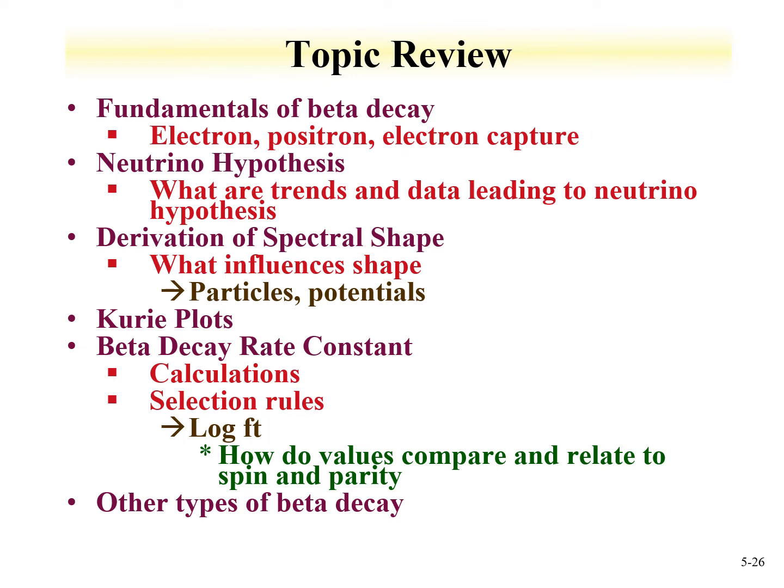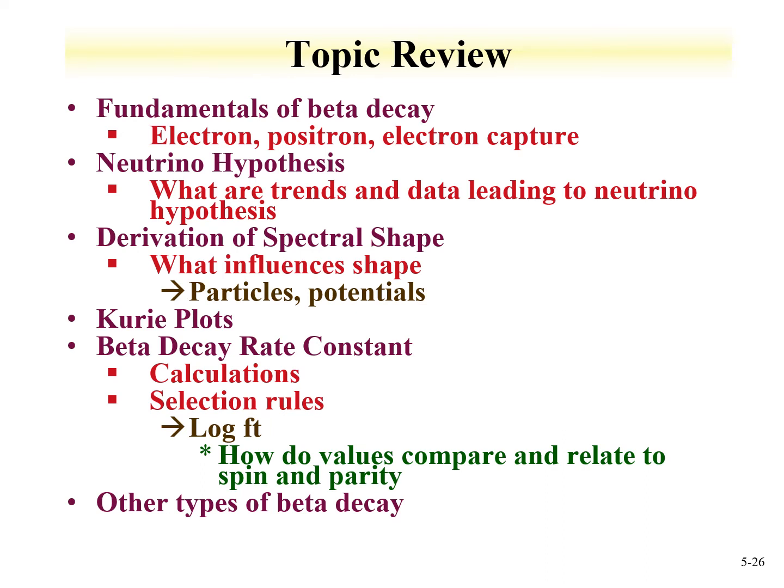You should be able to understand and discuss the neutrino hypothesis and how Fermi came up with the idea of the neutrino based upon an evaluation of the data related to beta decay. You should be able to understand something about spectral shapes, what influences these spectral shapes, and how particles and potentials are related. You should be able to identify a Kurie plot and understand the difference between a straight and curved line. You should be able to look at some calculations for beta decay rate constants and understand the selection rules, particularly these logft values, how we can calculate logft's, and how those values compare to the spin and parity of the parent and daughter states.